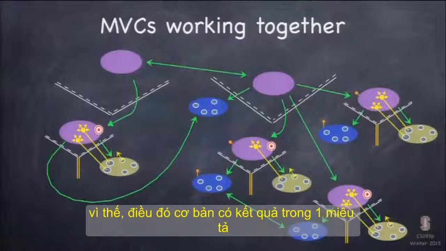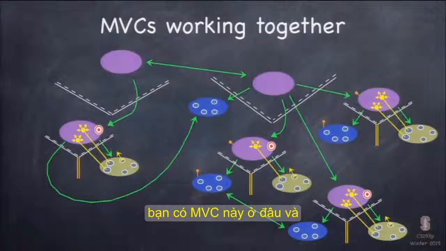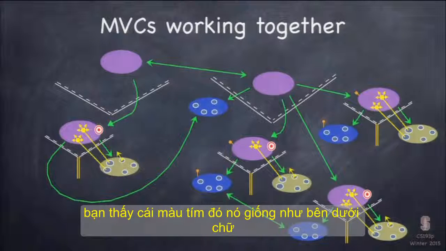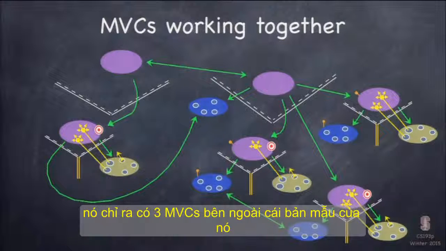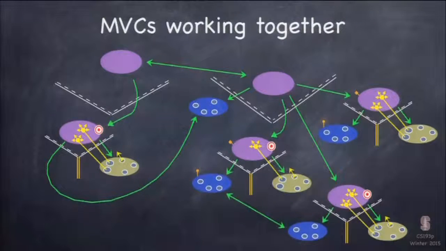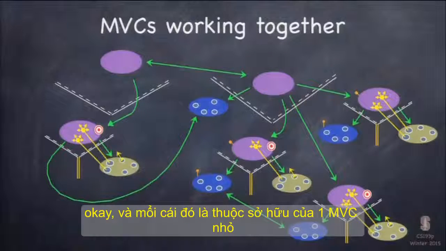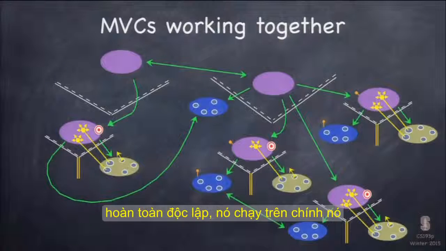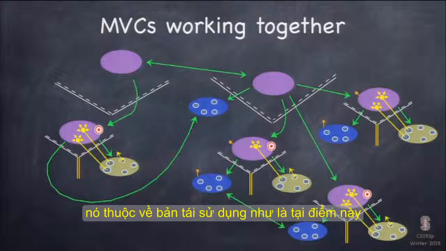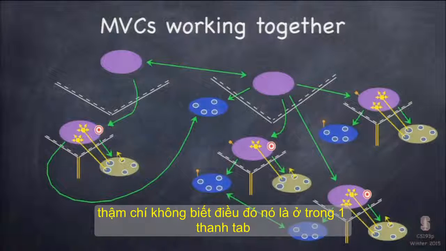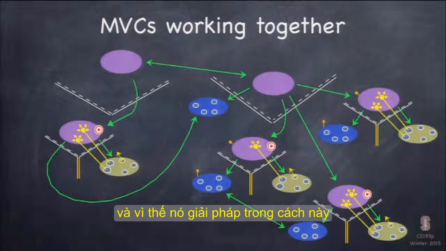So that basically results in a picture that looks kind of like this. All right? Where you've got this MVC, and you see the purple one that's underneath the word together there, and it points to 3 other MVCs outside of its view thing. That's how we're going to build. So that might be a tab bar controller, and those might be the 3 tabs. And each one is its own little MVC, completely independent, operates on its own. It's a generic, reusable view-like thing at this point. It doesn't even know that it's in a tab bar. It just knows it's supposed to do whatever it does. And so it's modular in that way.